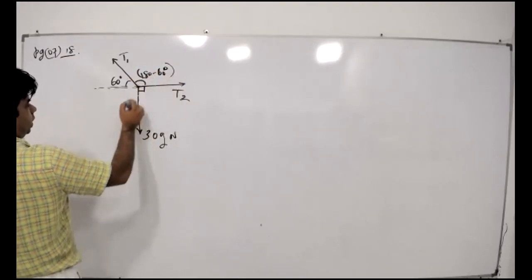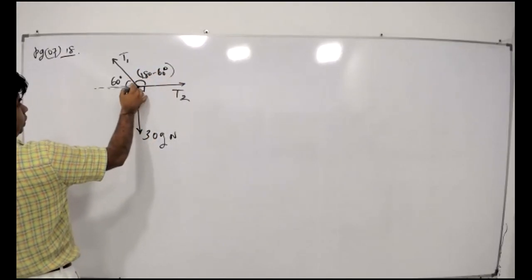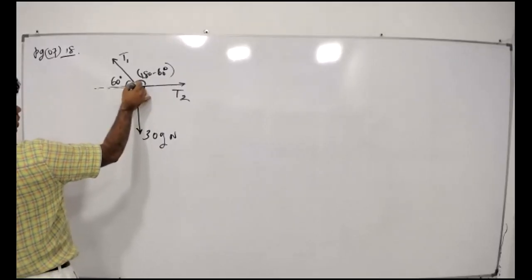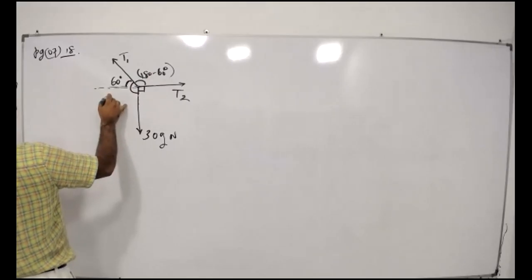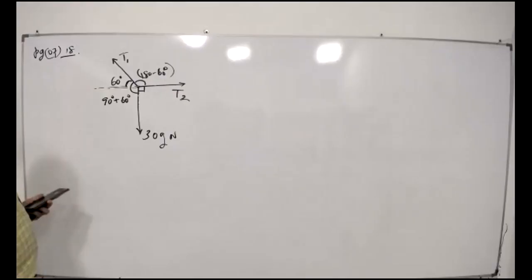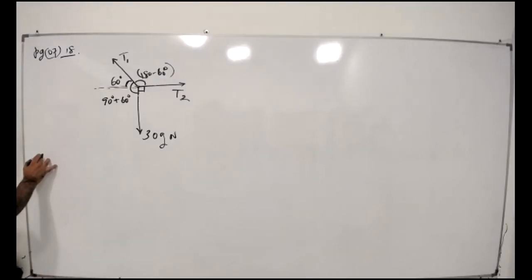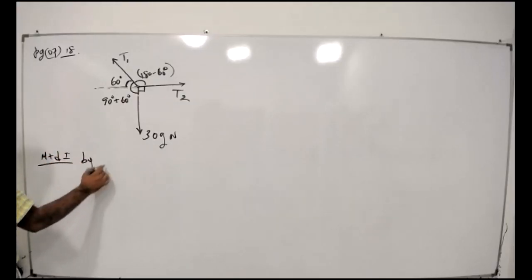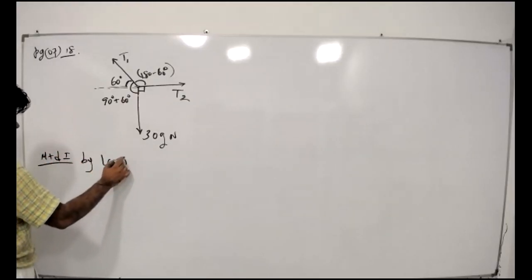Here, anyway, here 90. Now you know that here 90 plus 60, total angle is 90 plus 60. Now I will solve this one by a few methods. Method 1, by Lami's theorem.